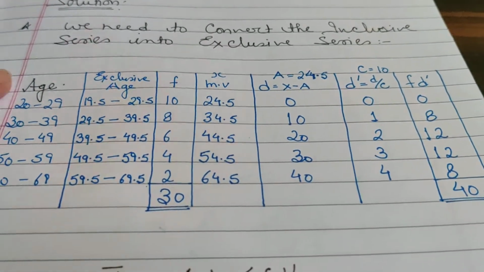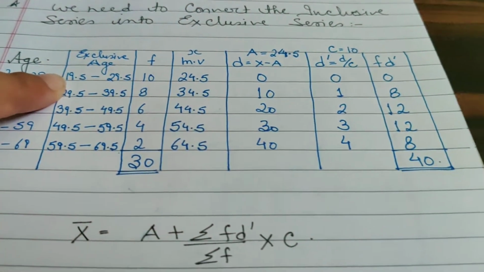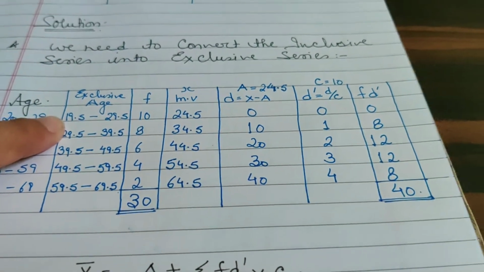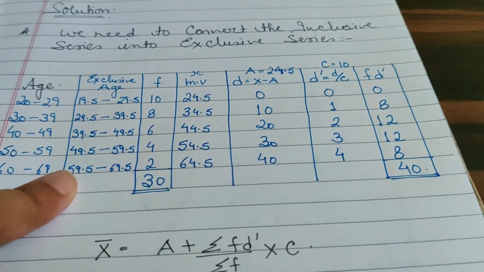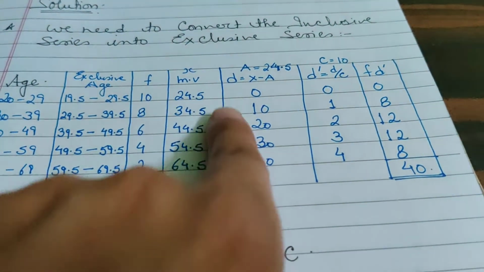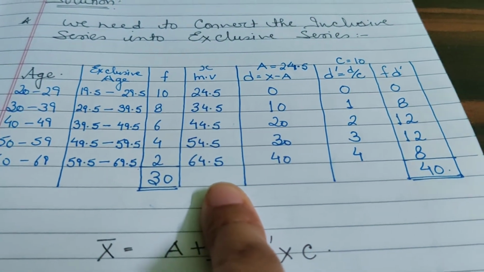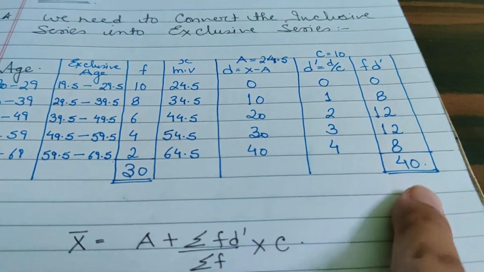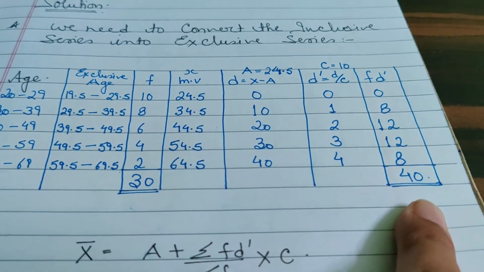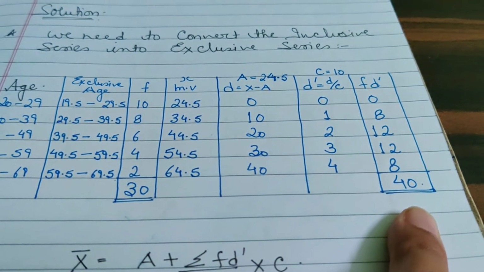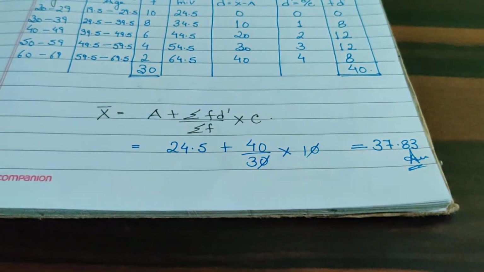Then the question becomes normal like any other question. Right? Exclusive series we have calculated, frequency is given. X, that means mid values, we will calculate. I have done the question by step deviation method, calculating d, d dash and f d dash. And here is the answer.